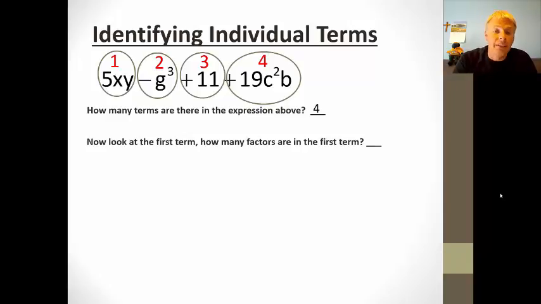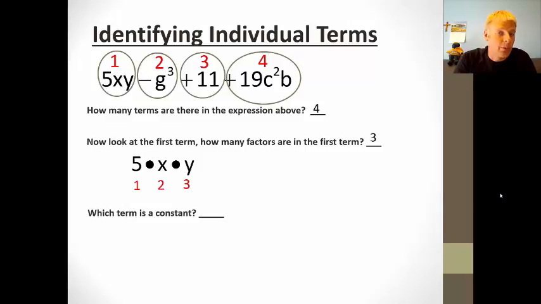Next question. In the first term, how many factors are there? Hopefully you said 3. We can see there are 3 individual values being multiplied there, 5, x, and y, giving us 3 factors. Next up, which term is the constant? Remember what a constant is. Hopefully you said it was 11. The third term has no variable in it. What is the coefficient of the fourth term? As we look at the fourth term, remember what a coefficient is, and hopefully you said 19. 19 is the known value that is a factor that's being multiplied in that term.